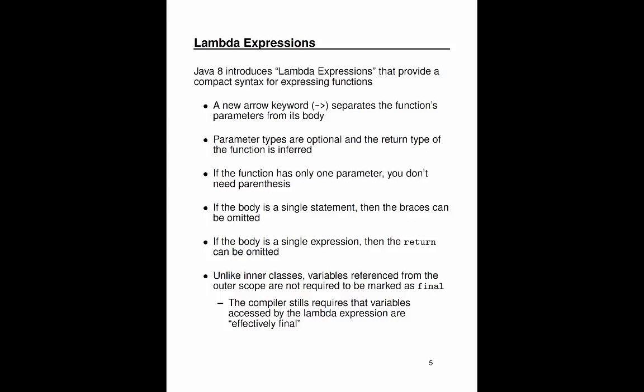Also, unlike inner classes, variables referred to from the outer scope are not required to be marked as final, so you don't need to put the final keyword on variable declarations. However, the compiler still requires that variables accessed by the Lambda expression are effectively final, meaning that if you have a variable that's used inside a Lambda expression, you can't go assigning a new value to it after the Lambda expression has been evaluated. Essentially, underneath the covers, Lambda expressions and anonymous inner classes are implemented very, very similarly, but the language syntax for Lambda expressions is much lighter weight than anonymous inner classes.